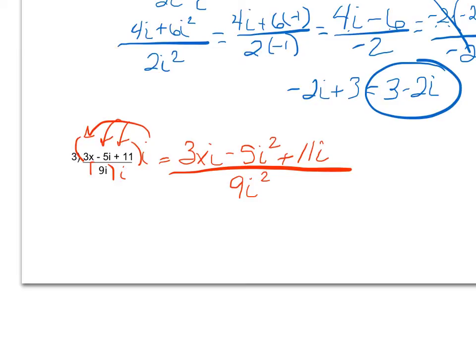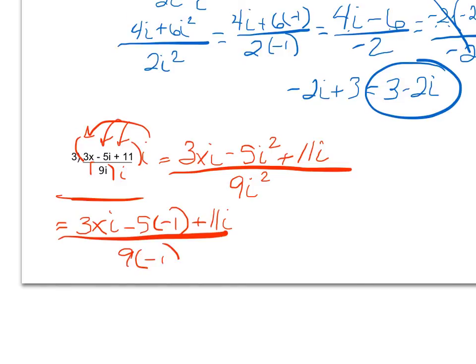Well, now I can again reduce my i squareds. So I have two of them, so I'm going to kind of swing back here a little bit, giving me 3xi minus 5 times negative 1 plus 11i all over 9 times negative 1, which gives me 3xi plus 5 plus 11i all over negative 9.